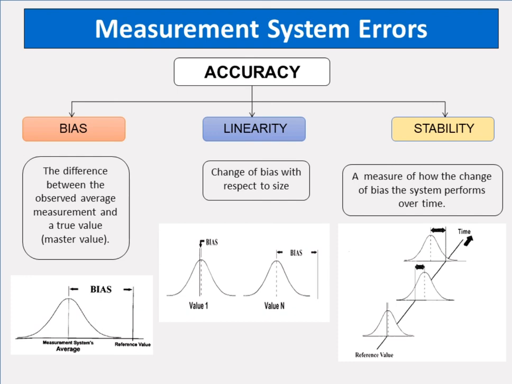Stability is the total variation in the measurements obtained with a measurement system on the same master or parts when measuring a single characteristic over an extended time period. This variation over time is called drift. You can use a control chart to monitor the stability of a measurement process by measuring a master or control part on the same system over time.